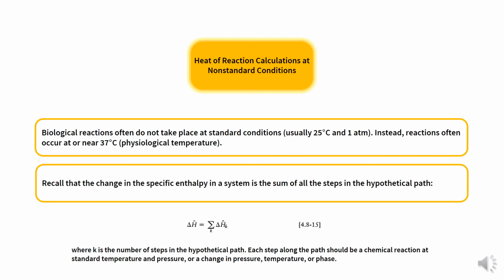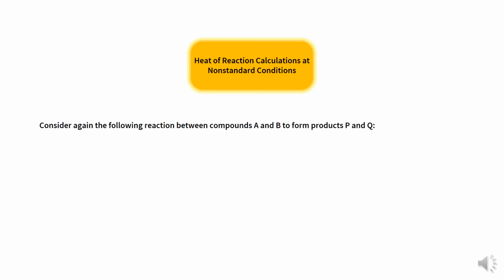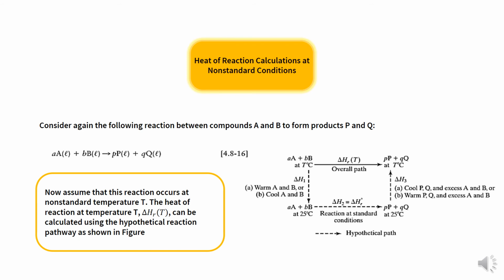Each step along the path should be a chemical reaction at standard temperature and pressure, or a change in pressure, temperature, or phase. Consider again the following reaction between compounds A and B to form products P and Q, and the equation of that reaction can be seen in the following equation. Now we assume that this reaction occurs at non-standard temperature T.